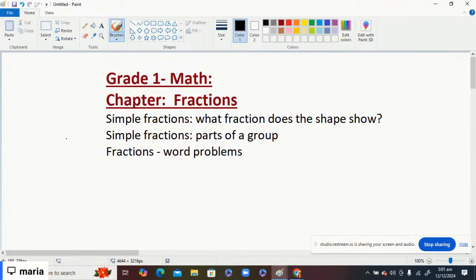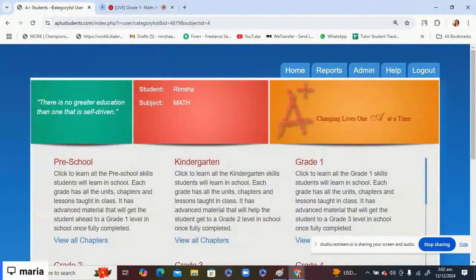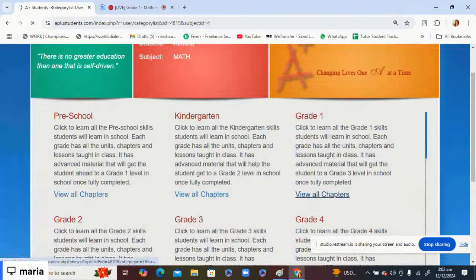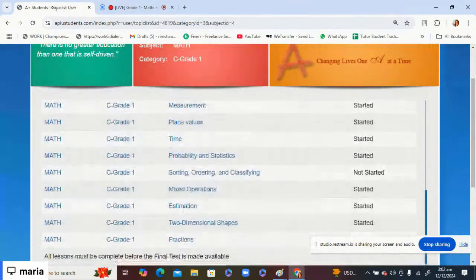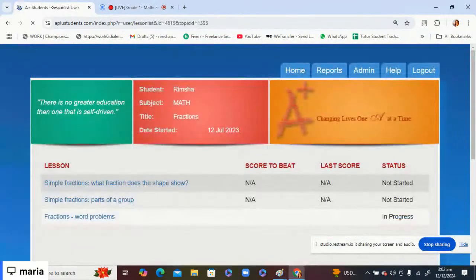For grade 1 maths, the chapter today we discuss is fraction. Here are the lists of the lessons. You can find all the lessons on aplusstudent.com. You have to log in using the email and password provided by the administrator. Go to the subject tab, select maths from there. Here are the grades. View all chapters for grade 1. Here is the list of the chapters. We are on the last chapter now. Click this, and here is the list of the lessons.